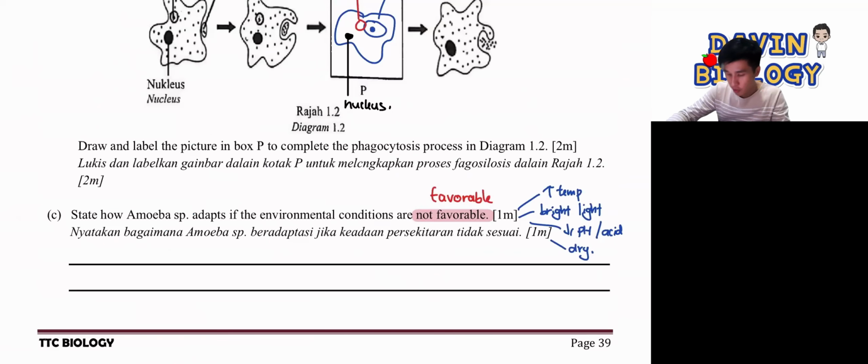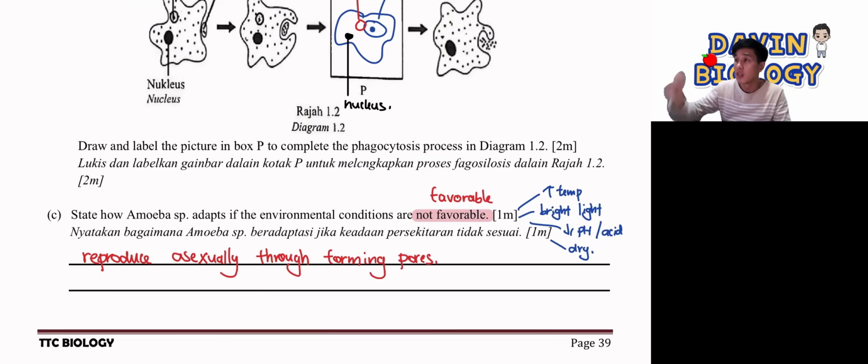So if it's not favorable, how do they reproduce? There are two ways they reproduce. One, when it's not favorable, they form spores. So you can say they reproduce asexually. But if you only write asexual, you get no mark. I just want to write more complete. But you must say through forming spores. Forming spores is the main one they get marks for. Okay, can hear me already, I'll leave.